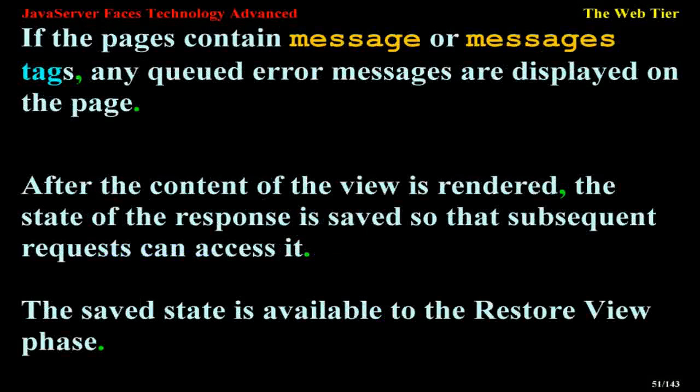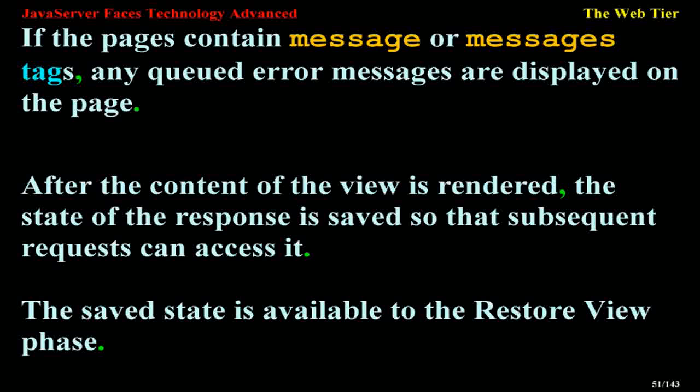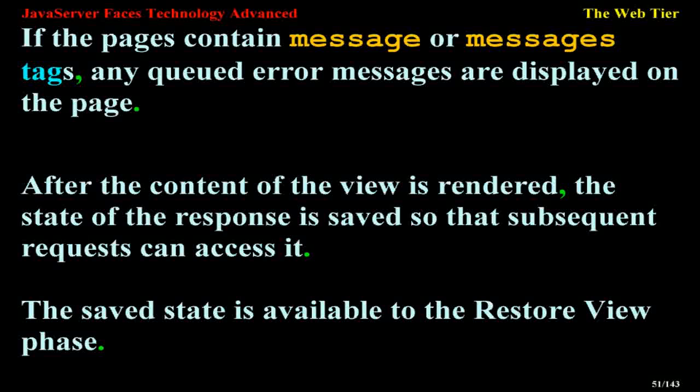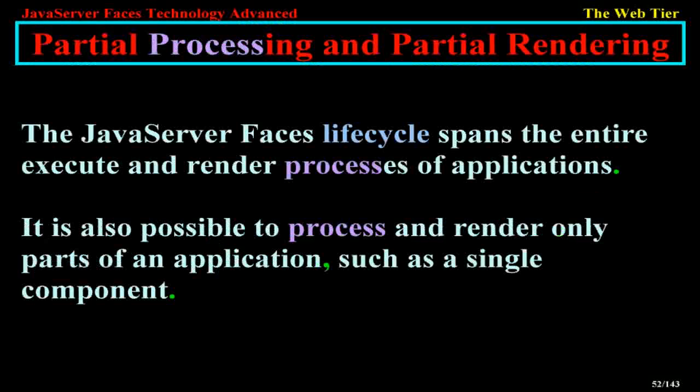After the content of the view is rendered, the state of the response is saved so that subsequent requests can access it. The saved state is available to the restore view phase, partial processing and partial rendering. The JavaServer Faces lifecycle spans the entire execute and render processes of applications. It is also possible to process and render only parts of an application, such as a single component.